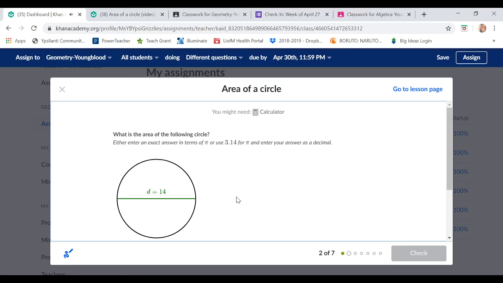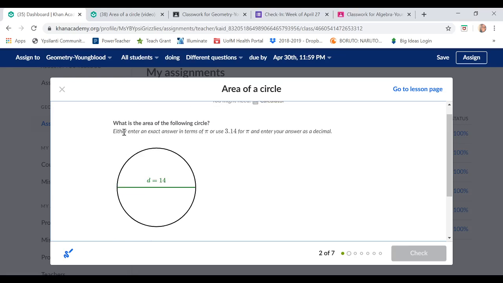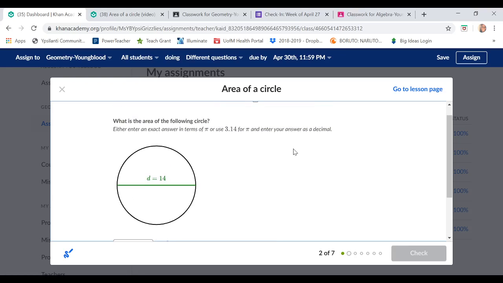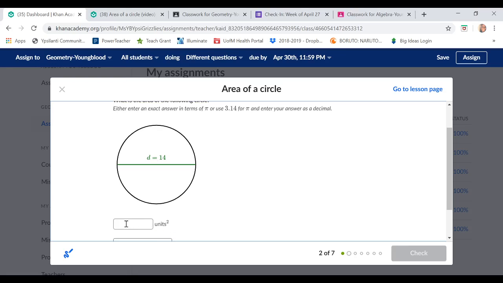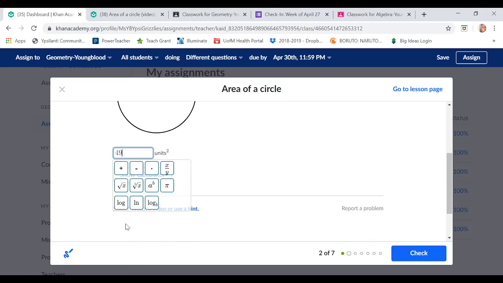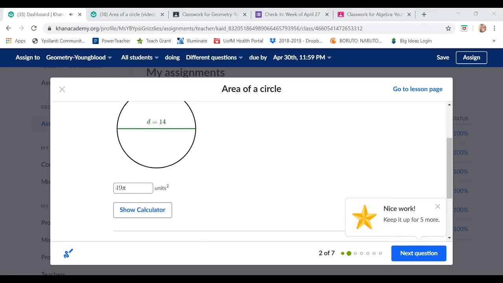Next one. They just asked for the area. Notice they give us these specific directions. They say either enter an exact answer in terms of pi, so we can put our answer in terms of pi, or we can multiply by 3.14 to get the decimal. So this one's a little more straightforward. The diameter is 14, so that means the radius is going to be 7, right? And then if we're using the formula, we just square that. So 7 squared is 49. So this answer should be 49 pi.